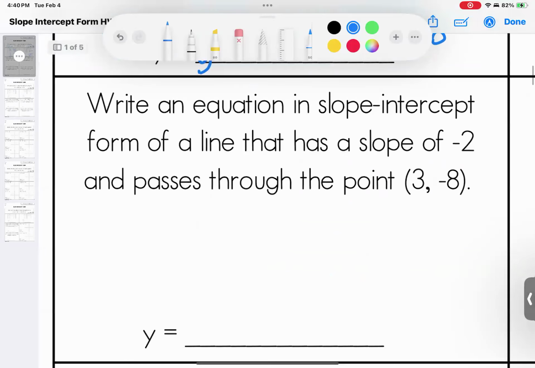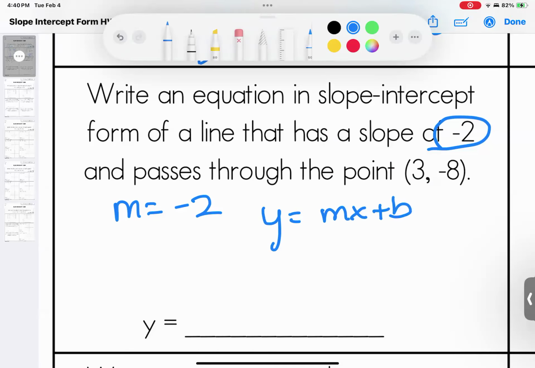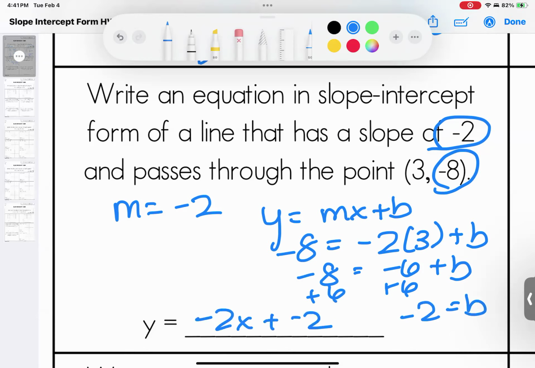And down here, same thing that we are doing, looking at slope and a plot point, or just plot points. So we're going to start off with getting our slope. Right here it says that we have a slope of -2. And then if we want to do our y equals mx plus b, -8 is equal to -6 plus b. -2 is equal to b. Y equals mx plus b.